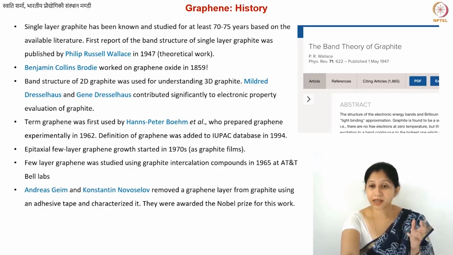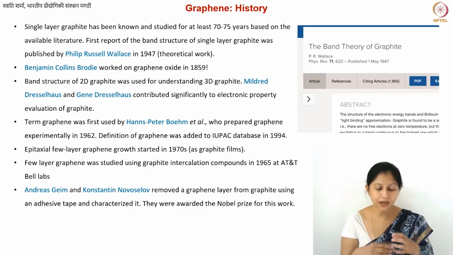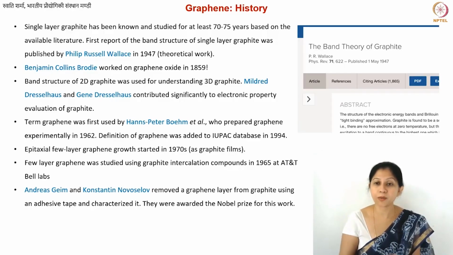In 2010, the Nobel Prize was given to Andreas Geim and Novoselov. This was given for discovering a new method of graphene preparation, and this new method is basically removing one layer of graphene using a Scotch tape from highly oriented pyrolytic graphite. For developing this method, they were given the Nobel Prize.